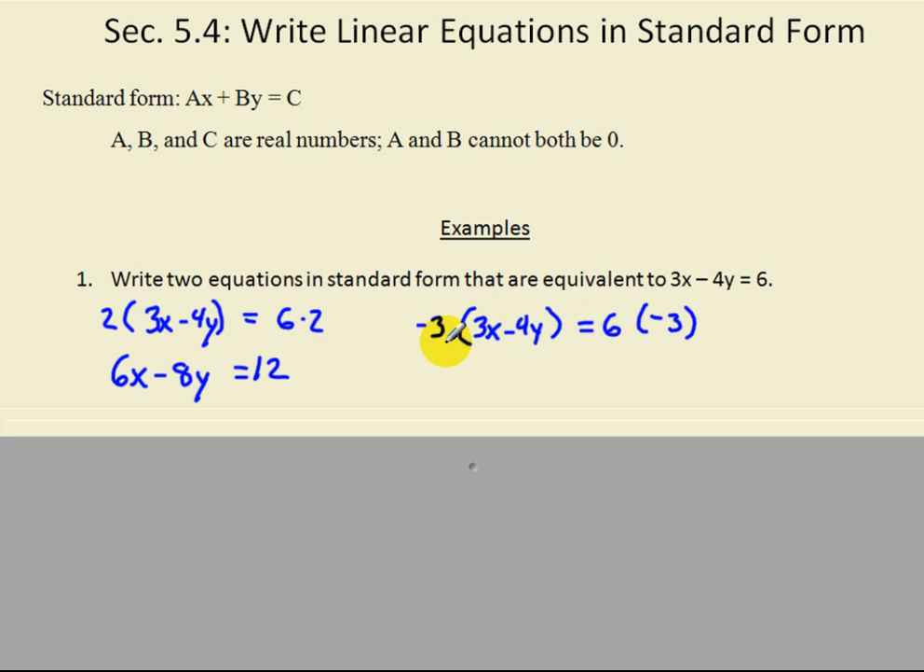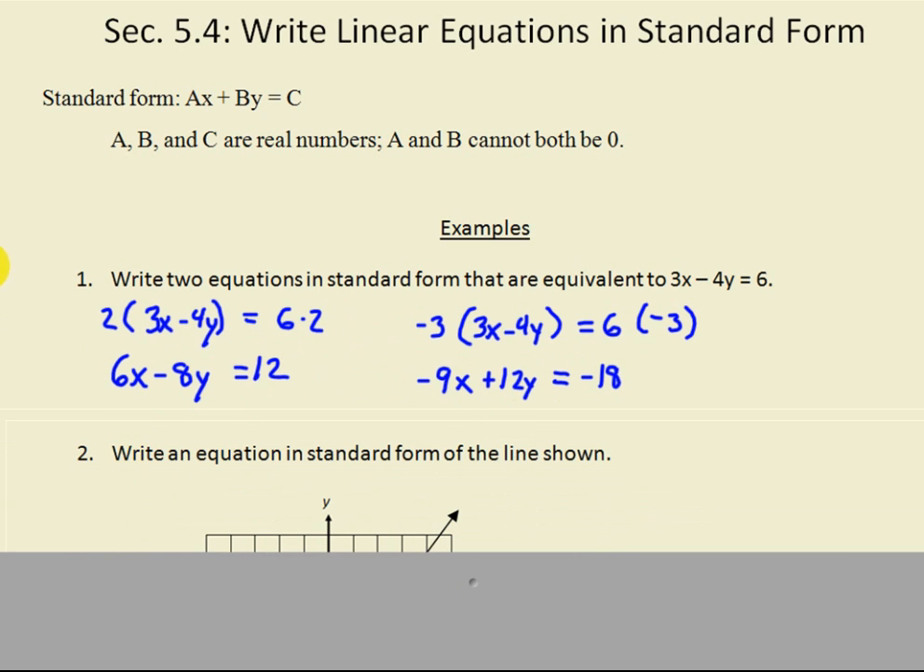Now if you wanted to get crazy, you could multiply by some fraction, you could multiply by some decimal, just multiply to your heart's content here, but make sure you're multiplying each side of the equation by the same number. So negative 3 times 3x will give us negative 9x, and then negative 3 times negative 4y would be plus 12y equals 6 times negative 3 is negative 18. And notice that because you get to pick the numbers that you're multiplying the equations by, you could really have an infinite number of answers here, but they should all be able to simplify to this original equation.